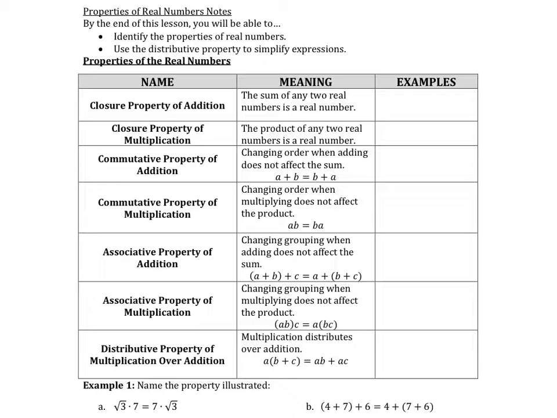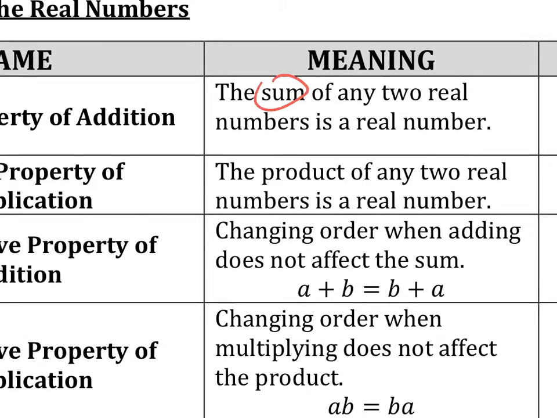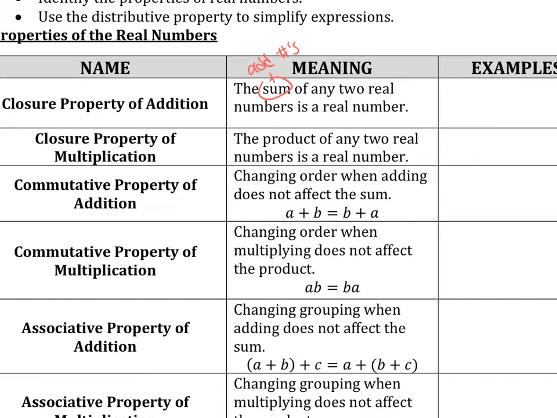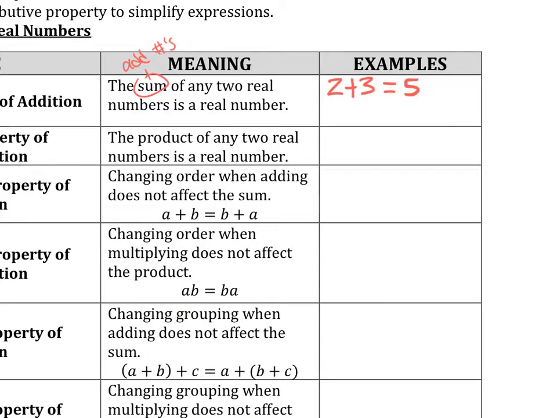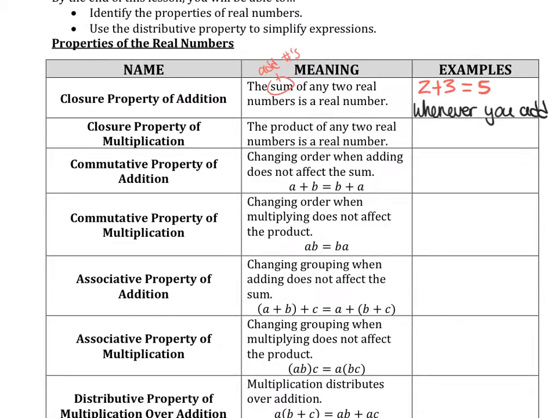So the first one is the closure property of addition. This just means that the sum, so remember sum is when you add numbers, of any two real numbers is a real number. Basically, that just means like 2 plus 3, both of those are real. You add them together, you get 5. That's another real number. All the numbers we know so far are real anyway, so this shouldn't be too much of a surprise. Whenever you add numbers together, you can do it because of this closure property of addition.